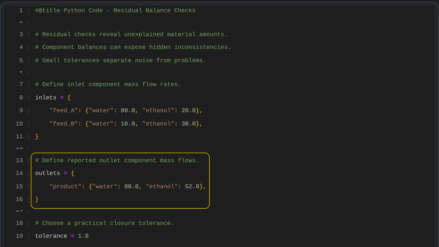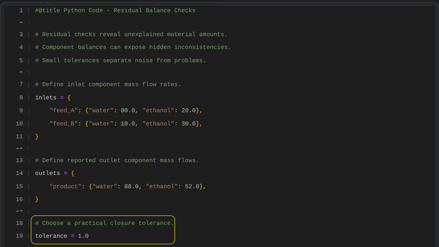The outlet mass flows are stored in a dictionary for the product stream, with water flowing at 88 kilograms per hour and ethanol at 52 kilograms per hour. This information defines the component flows leaving the system and supports later checks of the mass balance residuals.